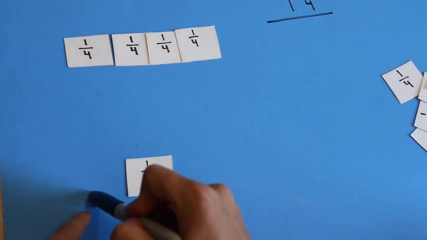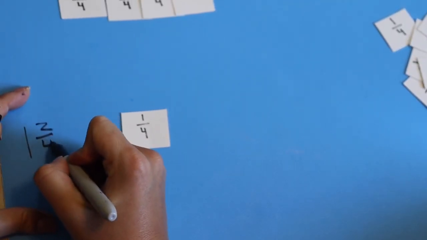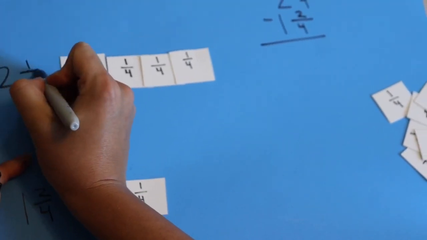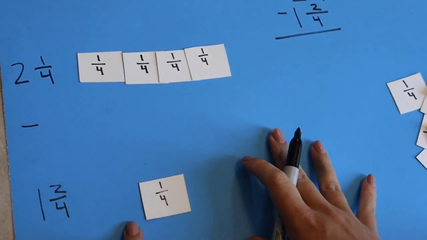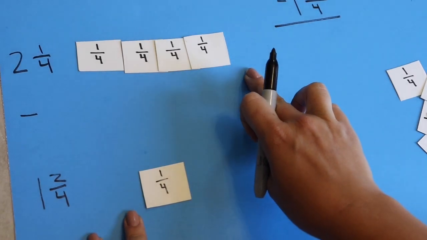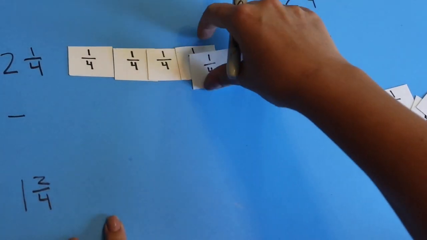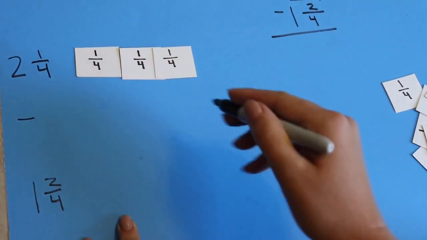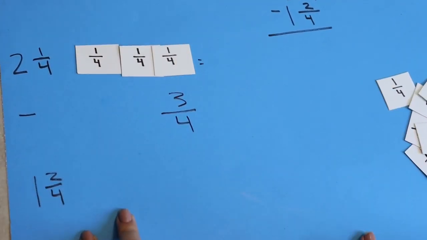So this was the 1 2/4, I'll write it here. And this was the 2 1/4. Okay? We're subtracting. And now we have one whole left and then 1/4 left. So we're going to subtract 1/4 from the whole, and we get 3/4 left over. Okay?